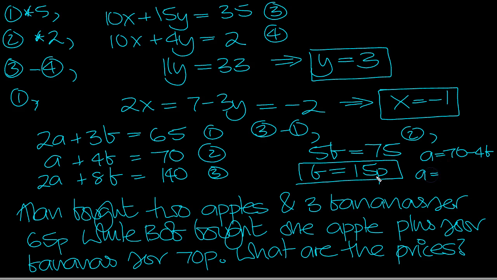So a is equal to 70 minus 4b. 4 15s are 60, 70 minus 60 is 10. And we can check our answer, can't we? Because 2a's are 20, and 3b's are 45. That would be 65p. And a 10 plus 4b's, which is 60, is 70p, so they all work out fine. So the answers are correct. We checked it with the inputs.